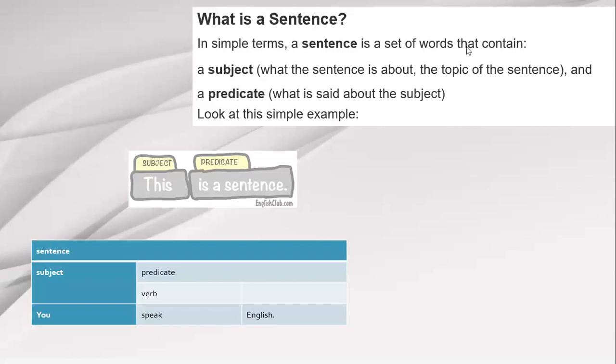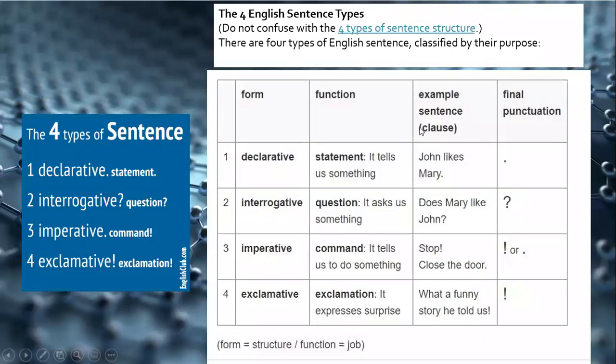And I think where are we now? Okay, so there's 4 types of sentences. There's declarative, which is a statement. There's interrogative, which is a question. Imperative, which is a command. And exclamative, which is exclamation points.